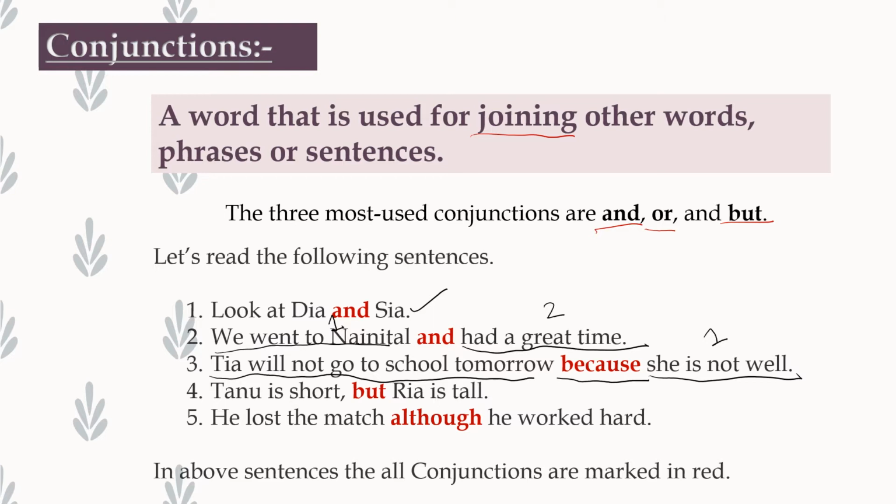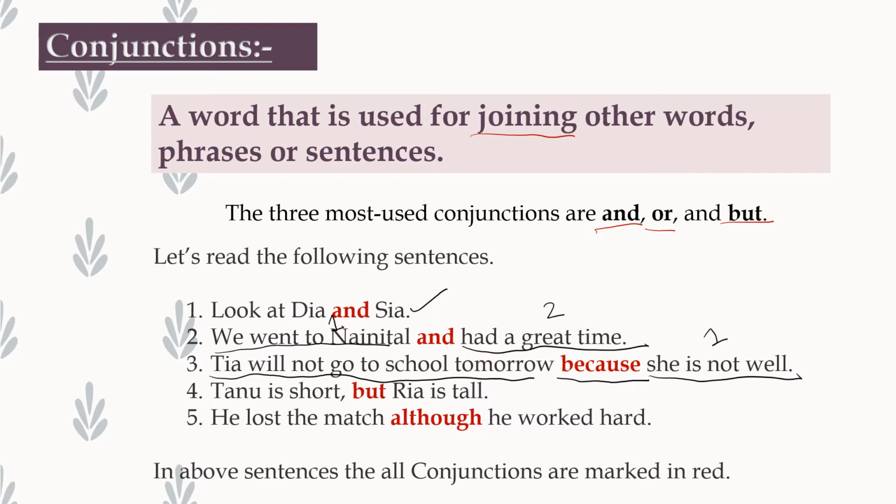Because tells us the reason why she is not going to school. She is not going to school because she is not well. So it's giving the reason, it's answering why. Tia will not go to school. Why? It always answers in reason, it tells the reason why Tia will not go to school: because she is not well, she is sick, she is ill. So these two sentences are joined by because.